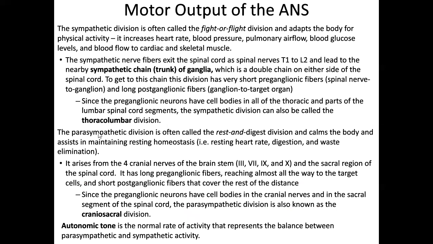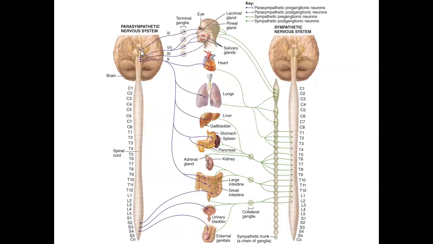In the case of the parasympathetic division, which produces that rest and digest response, it's going to calm your body down. It's going to assist in maintaining what we would call resting homeostasis. So things like maintaining a resting heart rate, performing digestion, eliminating waste. The signaling for the parasympathetic comes out of our brain using 4 pairs of cranial nerves, plus a little bit down there at the bottom of our spinal cord, in the sacral region. It does not use the majority of the spinal cord at all, just a little bit at the bottom.